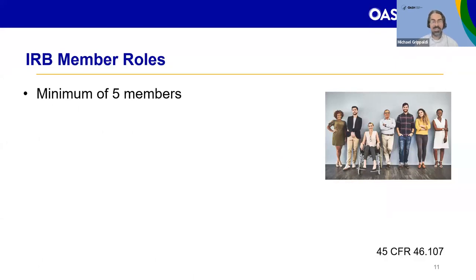So let's talk about the composition of the IRB. We know that we have to have members who are qualified to review the research, but also we have specific roles that must be addressed by the IRB. First and foremost, we have a minimal number. An IRB must have 5 members. This is the absolute minimal.